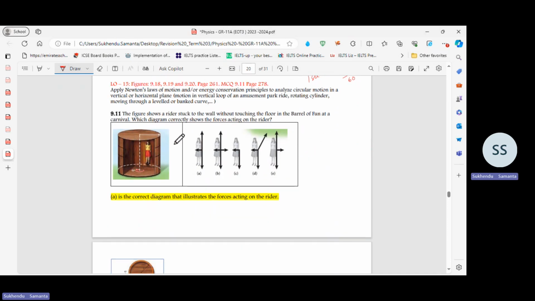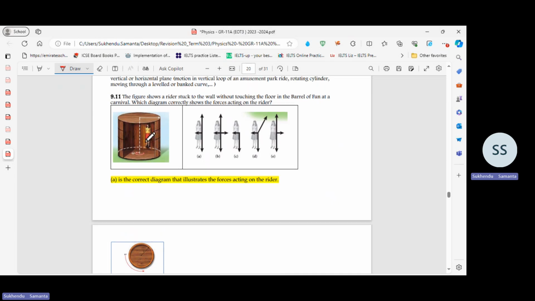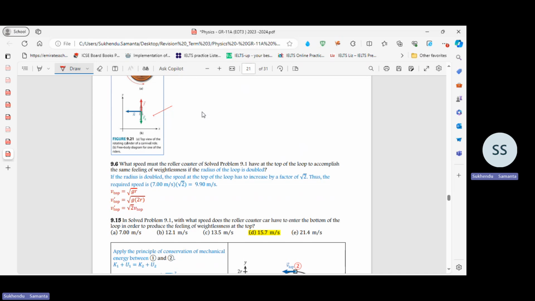Now, this is a very interesting question. Which one is your correct diagram? The object is attached to the wall while it is rotating at very high speed. So how many forces are there? There are three forces. One is your weight, another one is your friction force, because the object is attached to the wall and is trying to fall down. So this is the friction force, this is the normal force, and this is your Fg, weight. So A is your right answer. This is the given diagram.